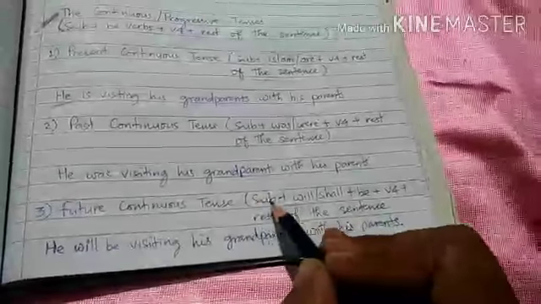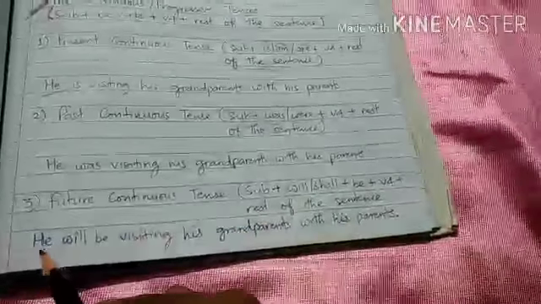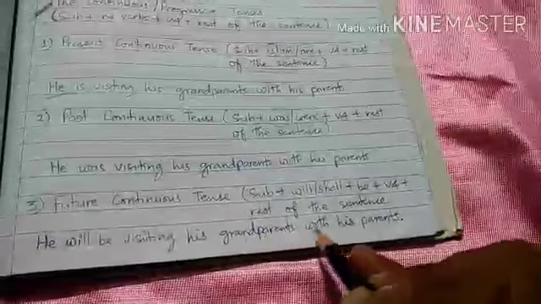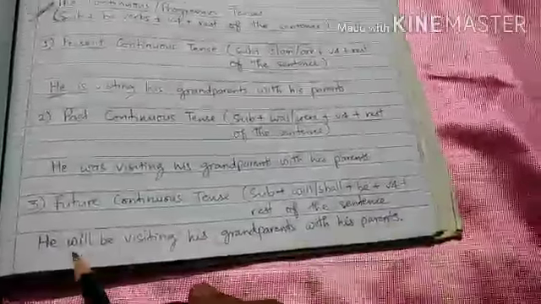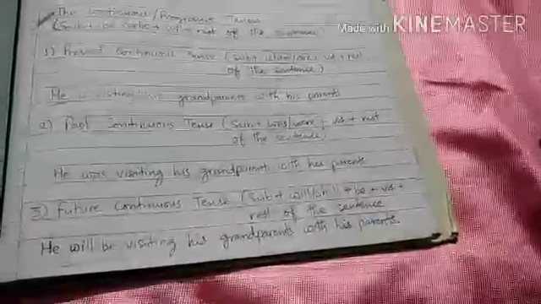Now let us come to future continuous tense. What is the sentence structure? Subject plus will or shall plus be plus B4 plus rest of the sentence. He will be visiting his grandparents with his parents. Now this sentence is in affirmative form in the future continuous tense.